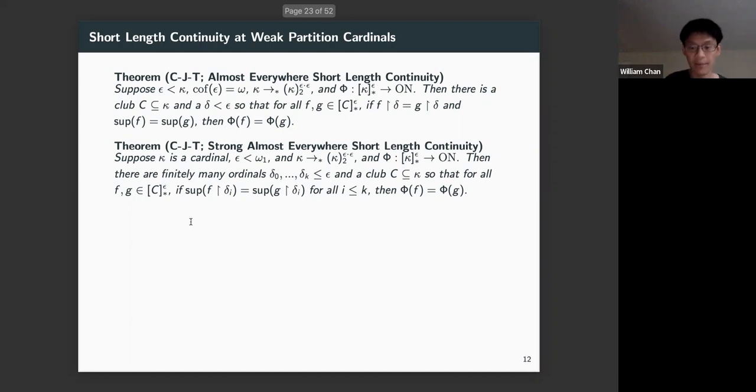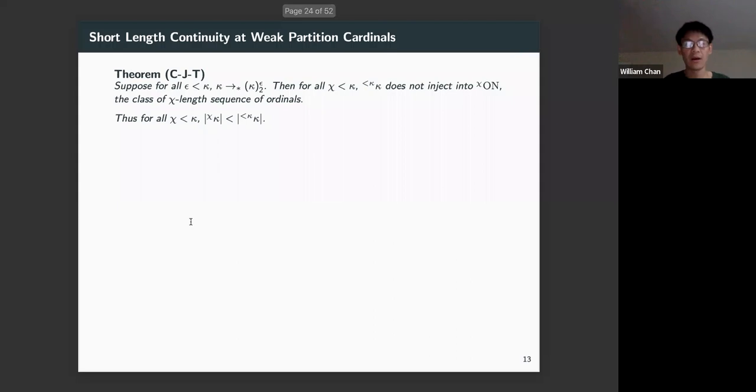Okay, so now how do we use this to get cardinality results? Suppose that kappa is a weak partition cardinal. Then for every ordinal chi less than kappa, we have that kappa to the less than kappa does not inject into the class of chi length sequences of ordinals. In particular, we have that kappa to the chi has strictly smaller cardinality than kappa to the less than kappa.